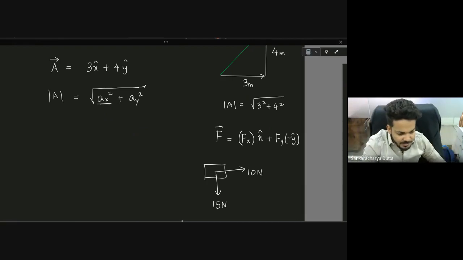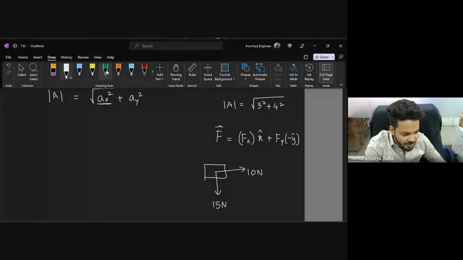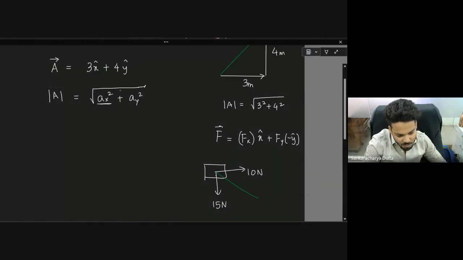How do you represent this as the original vector in the graphical format? You'll have to show it like this.